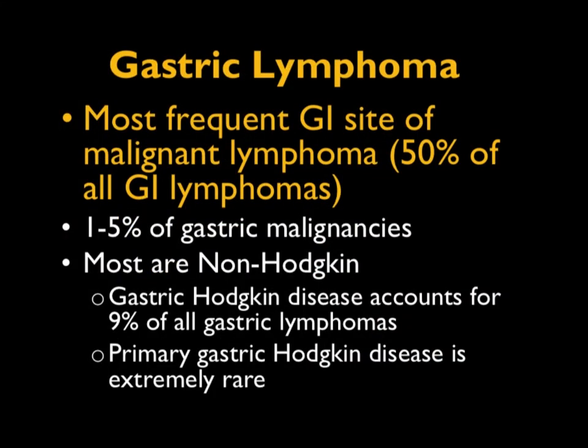We spoke about adenocarcinoma as well as some basic principles, and let's look at some other tumors. Gastric lymphoma is not uncommon. It's the most frequent GI site of malignant lymphoma. Up to 1 to 5% of gastric malignancies are lymphoma, and most are non-Hodgkin's lymphoma.